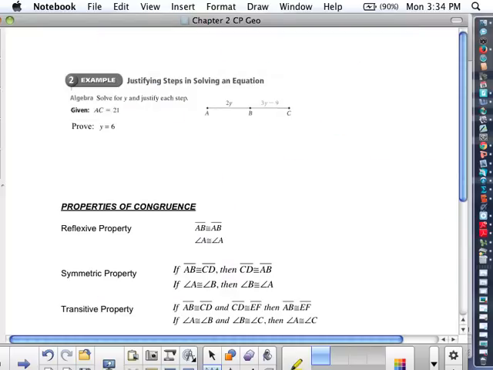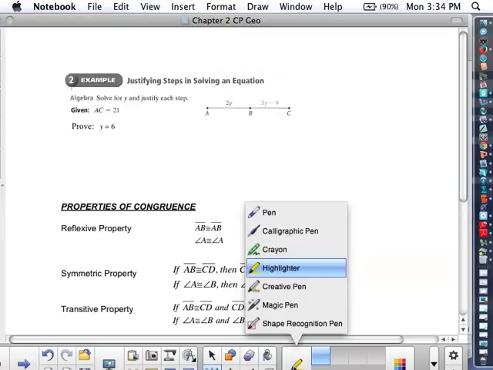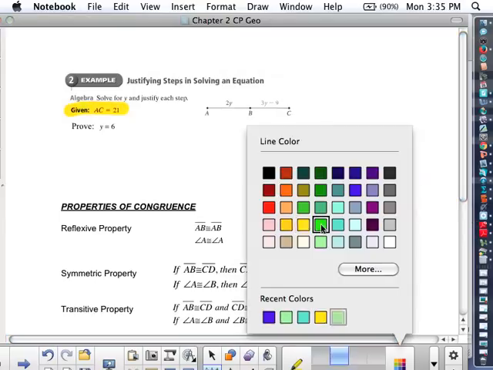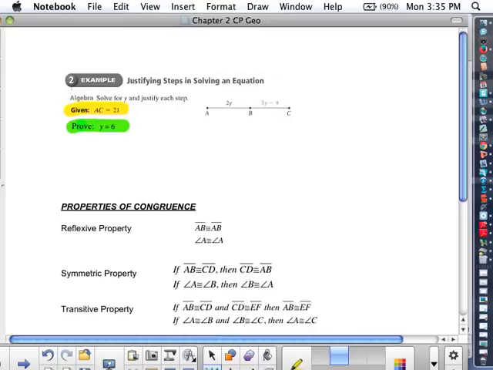Okay, one more. Hopefully this will look familiar to you as well. This is what we're given. This is what I'm trying to prove. I have a picture to use. So when I look at this picture, I'm going to see if I have room here. I have statement, and I have the reason.